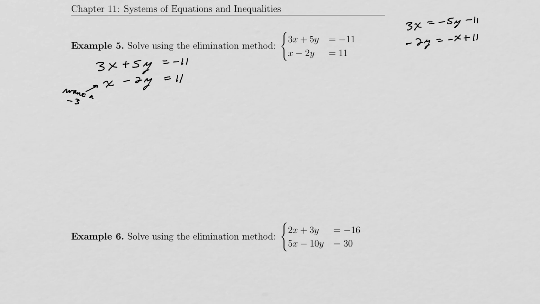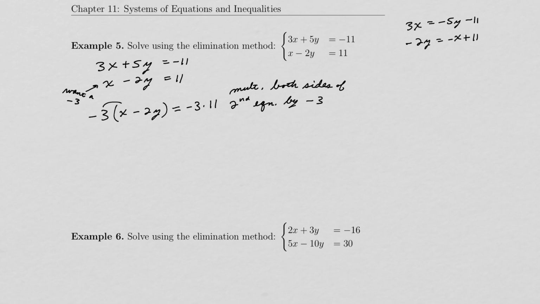Right, so that when I add them, I can get rid of the x's. So how do I do that? I have to multiply both sides of the second equation by negative 3. So negative 3, and I'm going to multiply both sides of that second equation. I'll write it down here. Multiply both sides of the second equation by negative 3.